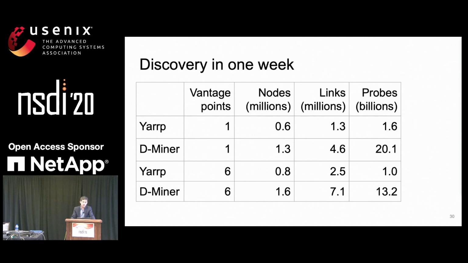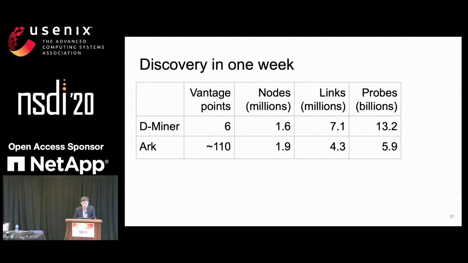And the result of this table is that we observe that in both setups, with 1 and 6 vantage points, YARP discovers fewer nodes and links. And our interpretation of this is that because YARP is a single-pass probing technique, it has its multipass capacity turned off.